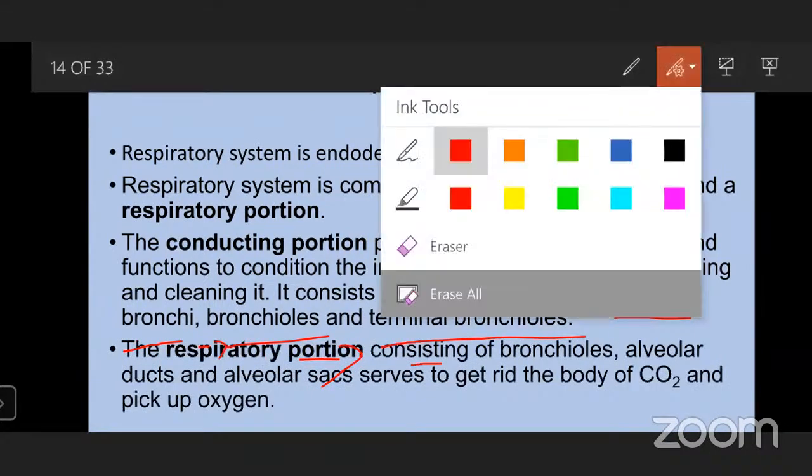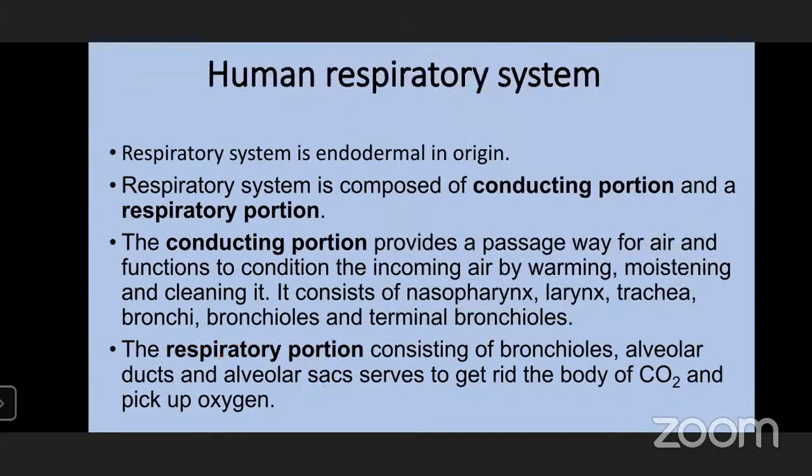The next one is the respiratory portion. In the conducting portion, there is no exchange of gases. But the respiratory portion consists of the respiratory bronchioles, after the terminal bronchioles, then alveolar ducts and alveolar sacs. We will see in the diagram also. These organs act as the respiratory portion, and in this portion there is exchange of gases.